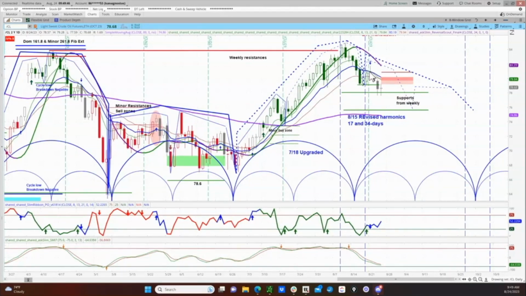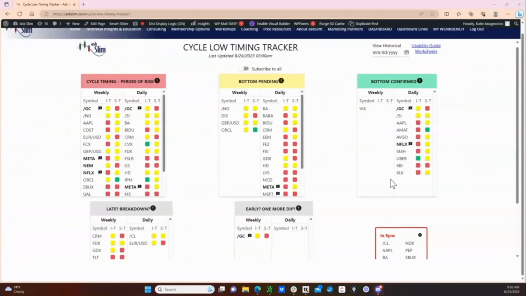So what we're looking for now is for crude oil to bounce up into this resistance zone. It runs from about 79 on the bottom to 80 on the top, with this 78.6% fib at about 81. If crude oil gets back above 81, that will cause us to reevaluate the trade idea.